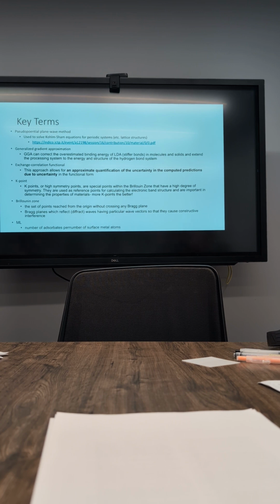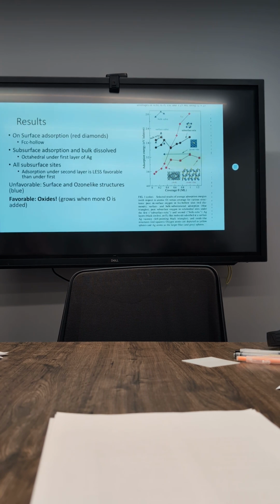And then ML, I just also threw that in. Number of adsorbates per number of surface metal atoms. It's a term that they use for a few different papers, like coverage value. So think of it just as a unit. The higher that number is, the more things adsorbed on a surface. Okay, cool. I don't think they'd ask anything more in depth than that for the computational stuff. Great. And then just go over what they actually figured out.